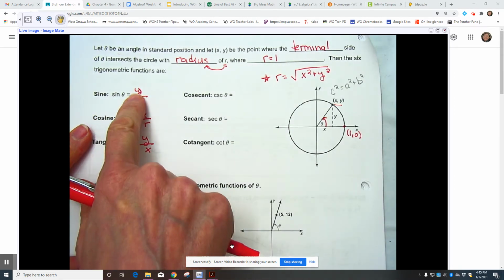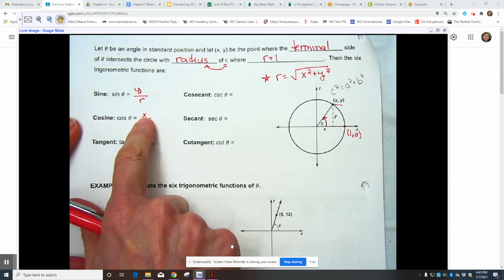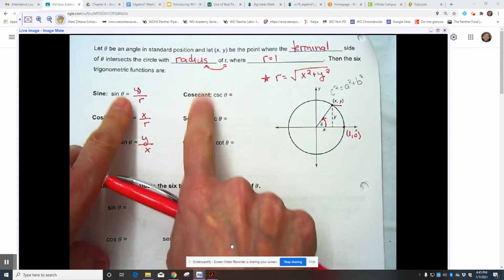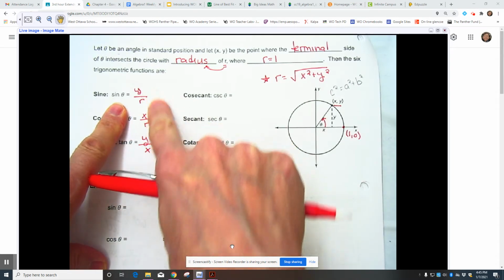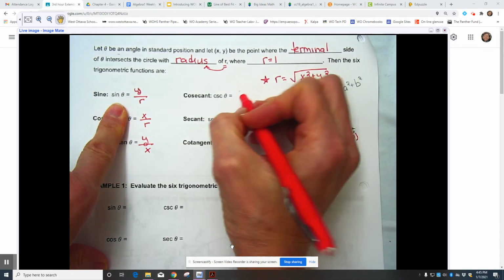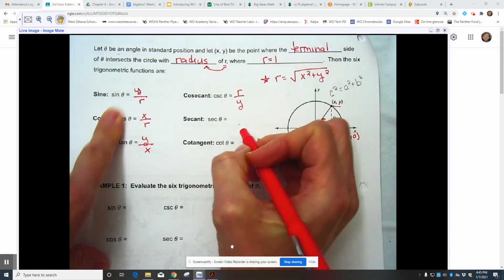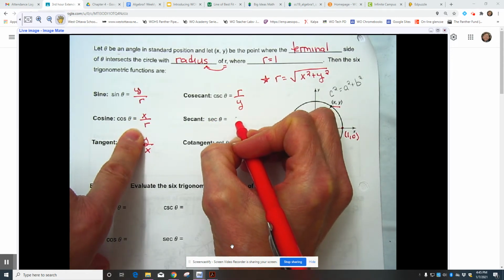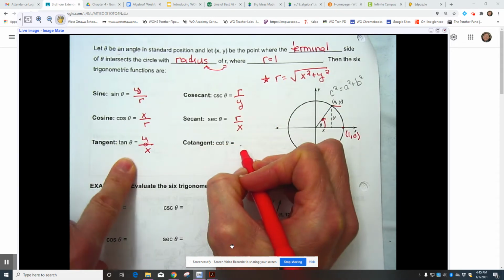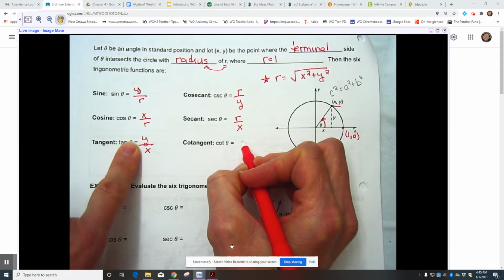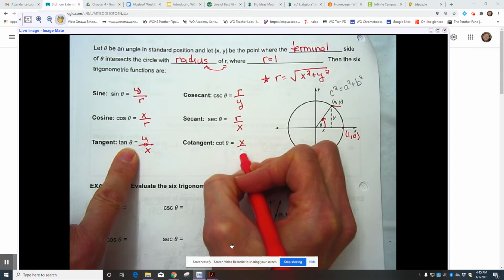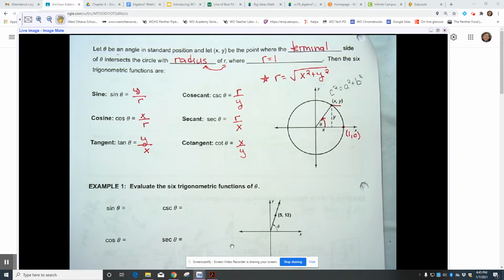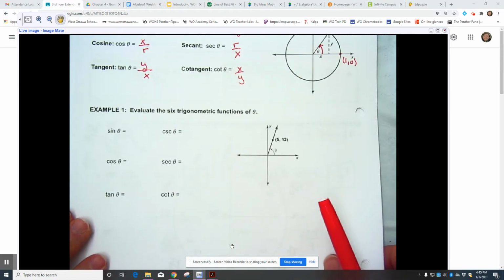Sine is going to come from y over r. Cosine is going to come from x over r. Tangent is y over x. Remember, the partners are just the reciprocal. So cosecant is going to be r over y. Secant is the reciprocal of cosine, so that's r over x. Cotangent is the reciprocal of tangent, so that's x over y. Again, pause if you need to fill this information in, because I'm going to get right to example 1.